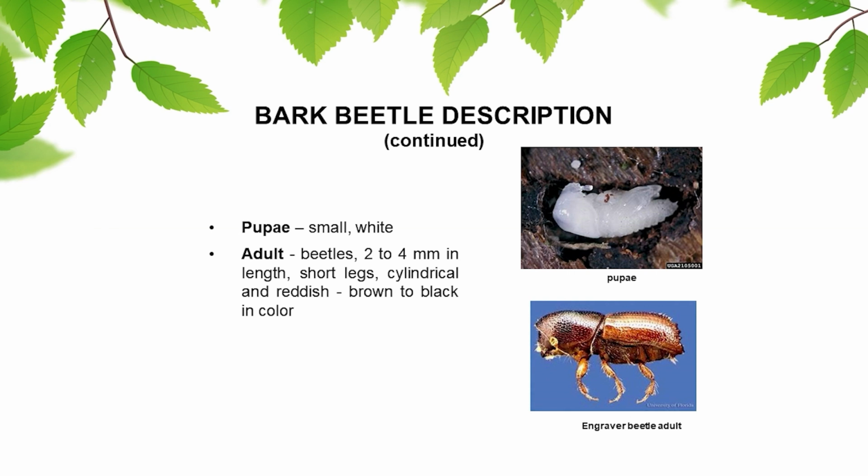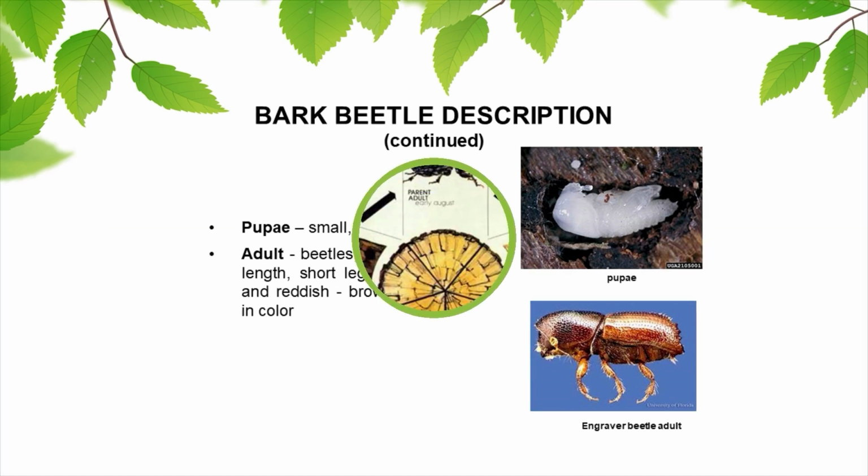The larvae develop into pupae. They are small, white to cream in color. The pupae are in the S-shaped gallery as they develop into adults. The adults are small beetles, 2 to 4 millimeters in length. They have short legs, and their bodies are cylindrical shaped and reddish-brown to black in color. Both the larvae and adult bark beetles damage the host tree by their feeding activity.